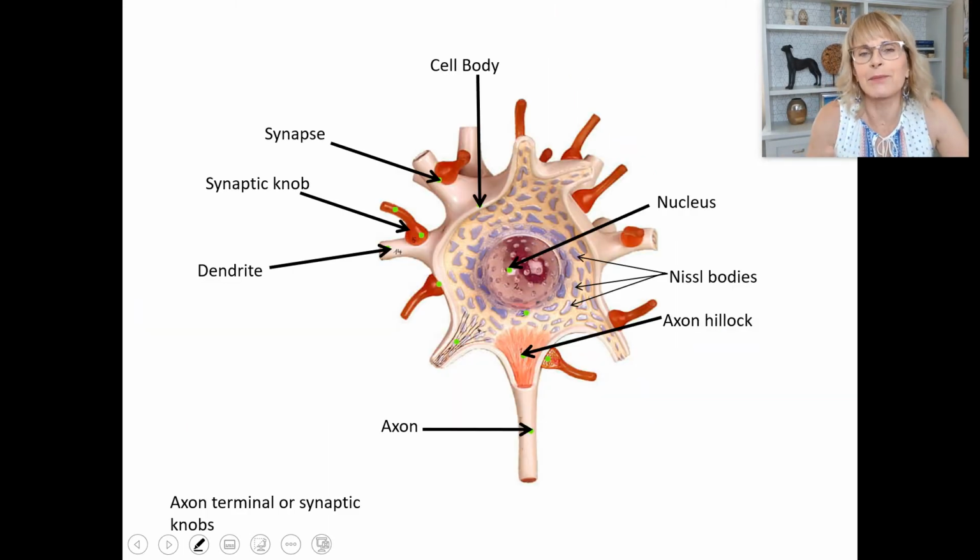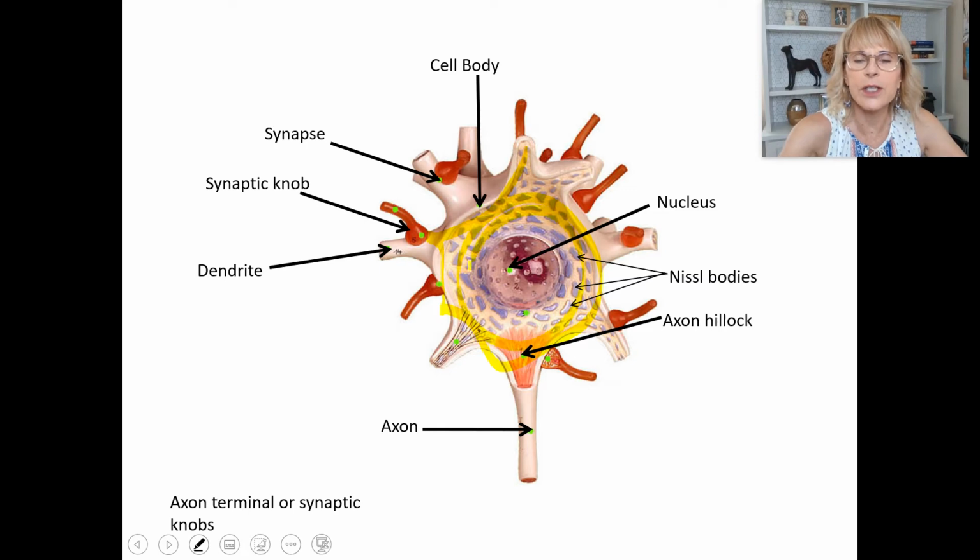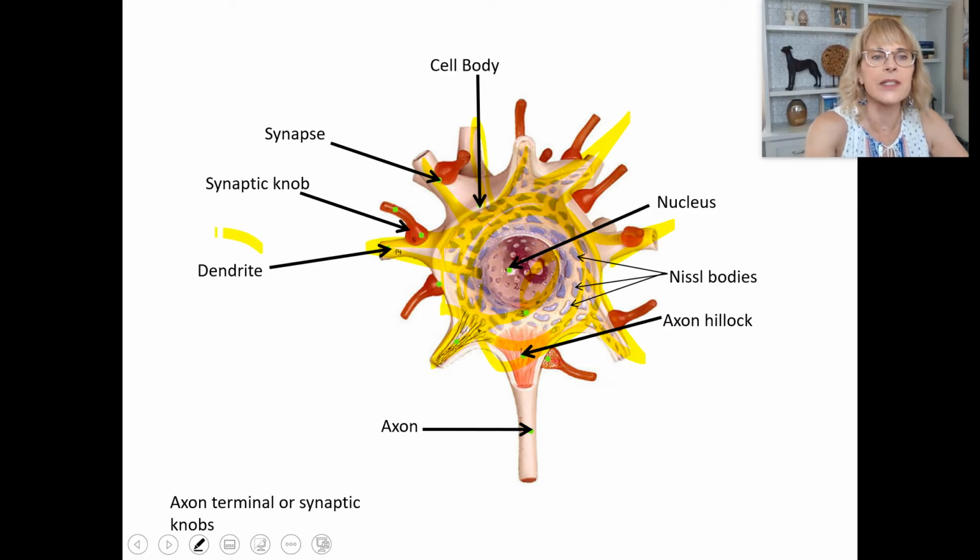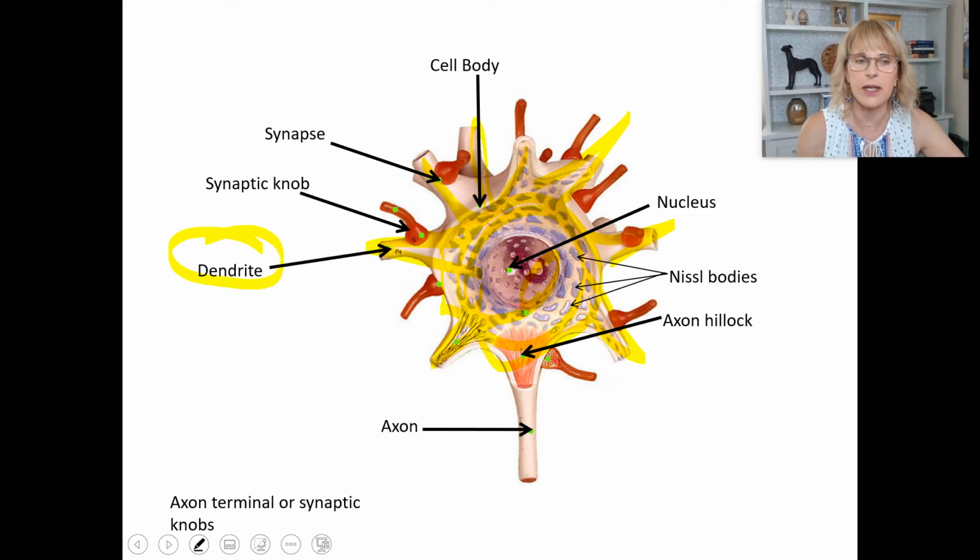This is a difficult image to identify. This is actually one of your lab models, but you're not in lab right now. But this part right here, this is the cell body. And these parts here, these are all of the dendrites. Those are the dendrites. And it is the job of the dendrites to receive information from other cells at synapses.